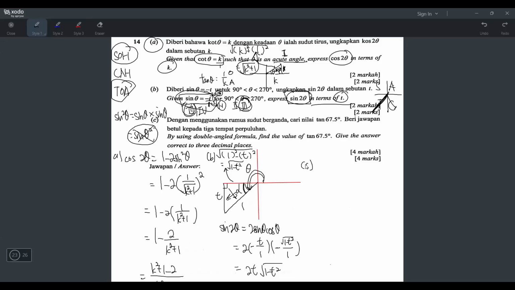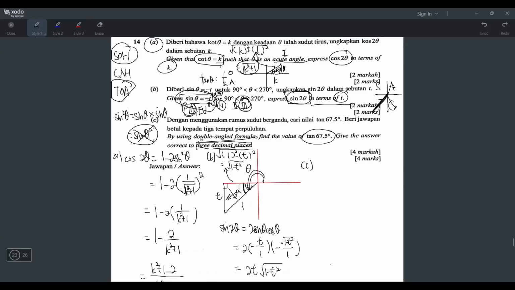Okay, let's do C. By using double angle formula, find the value of tangent 67.5, give the answer correct to 3 decimal places. Okay, they already say give it in 3 decimal places. It means your answer later will be an ugly answer with many decimal places, and you just round off to 3 decimal places, right? So that is a hint already, they are trying to give you a clue.